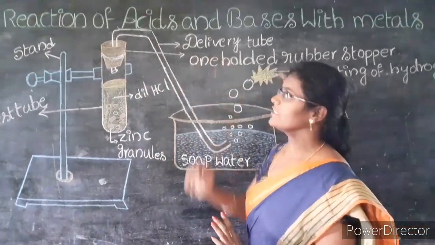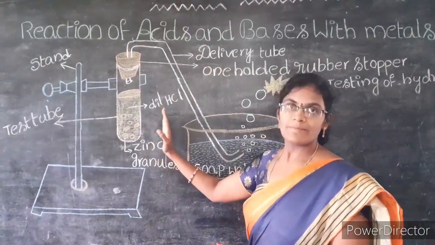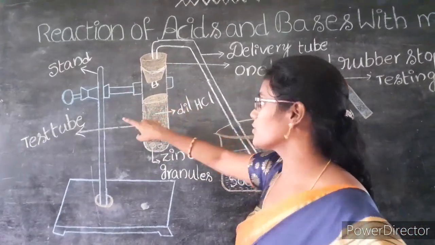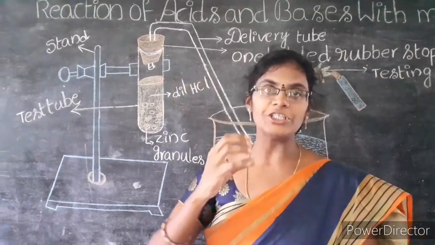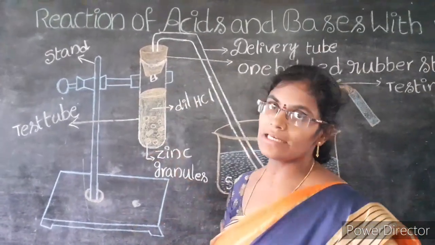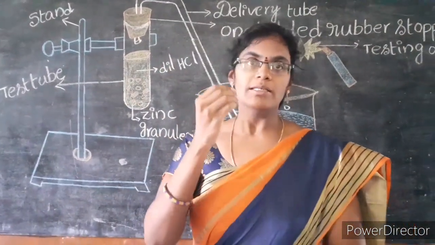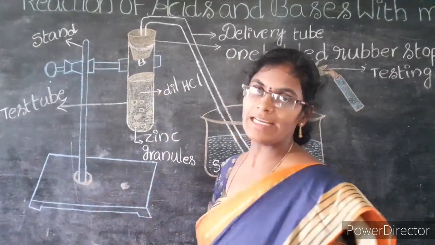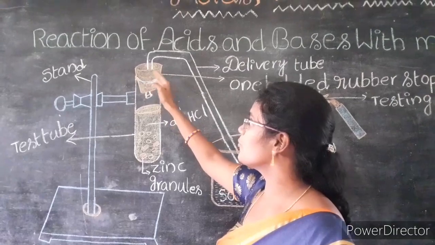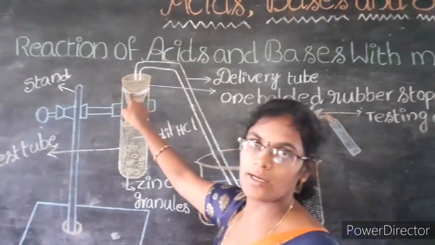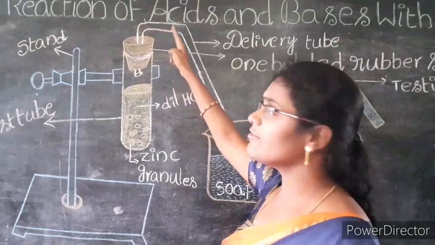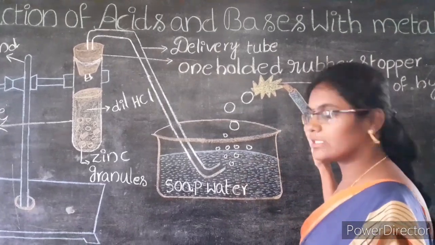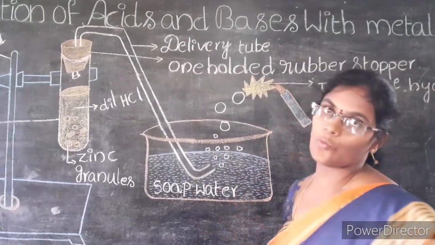For testing this, here I am taking some arrangements. First take a retort stand and clamp the test tube to the retort stand and pour a quantity of dilute hydrochloric acid into the test tube and add a few zinc granules. Zinc is a metal, okay? Zinc metal granules to the dilute HCl. Now close the test tube with a single hole rubber cork and pass the delivery tube through this rubber cork and send the delivery tube into a glass trough which contains soap water.